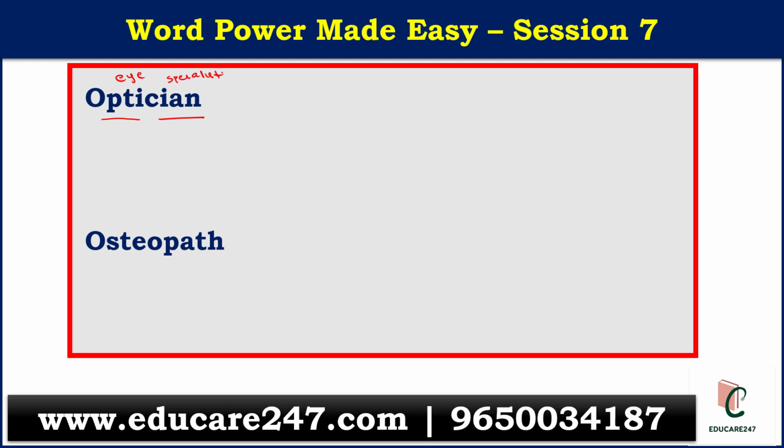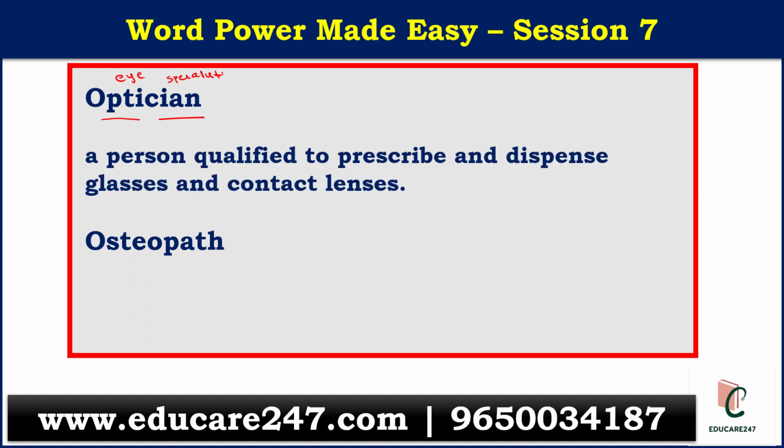But how is it different from optometrist? So an optician is a person qualified and prescribed to dispense glasses and contact lenses. So one who will actually test your vision will be an optometrist, and one who will actually dispense you the glasses and contact lenses will be termed as an optician. So if you remember, when you go to your specs or lens shop, the word will be written there as optician.